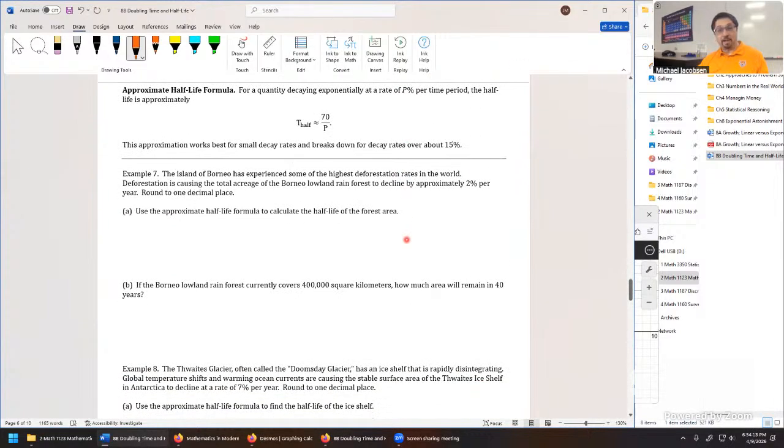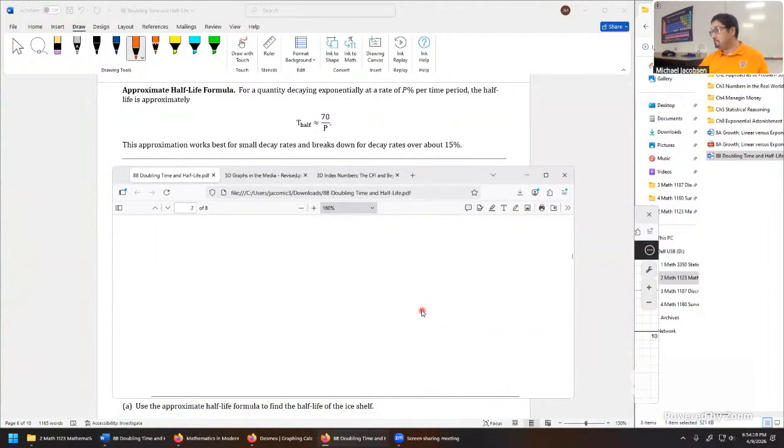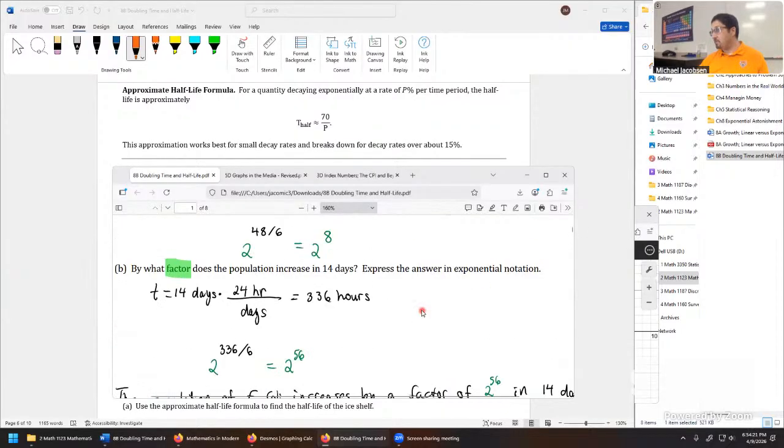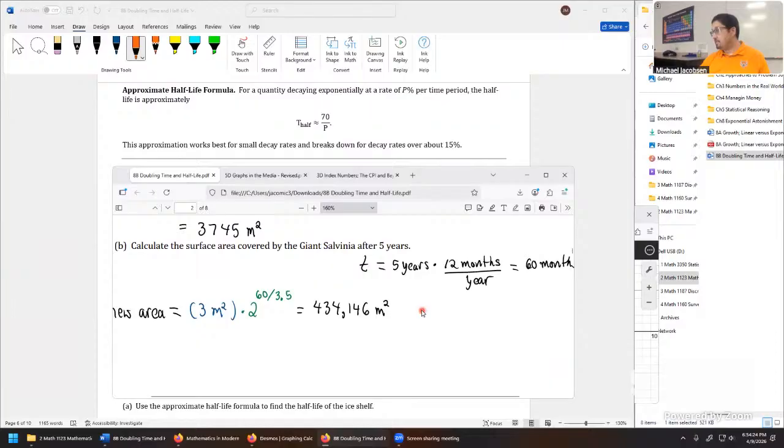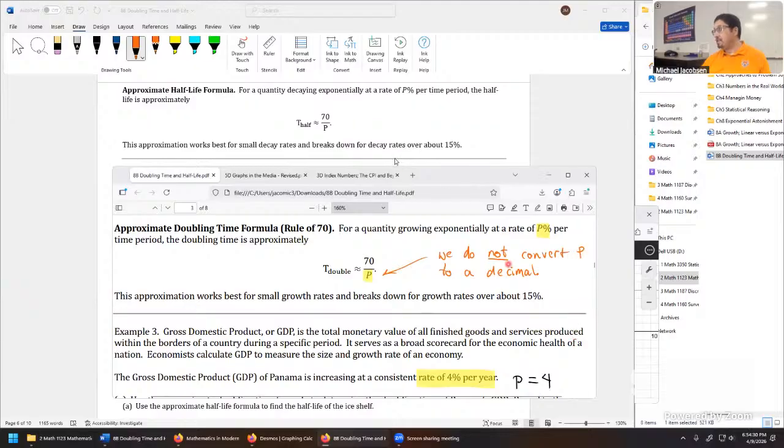Notice something kind of exceptional about this formula. We go back to our prior formula for doubling time. Let's see, where did it go? There it is. Here's our formula for doubling time. If we're looking for something decaying exponentially, this is the rule of 70 once again. Our author just didn't give it that name. The approximate half-life formula says, for a quantity decaying exponentially at a rate of p% per time period, the half-life is this. Exactly the same as the doubling time. That's kind of fantastic in a way.